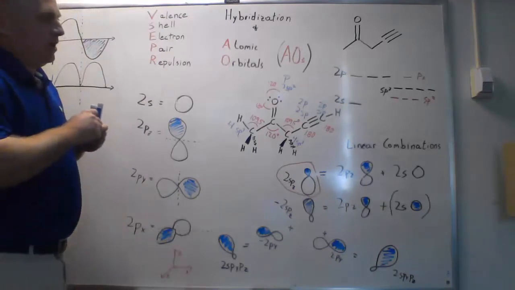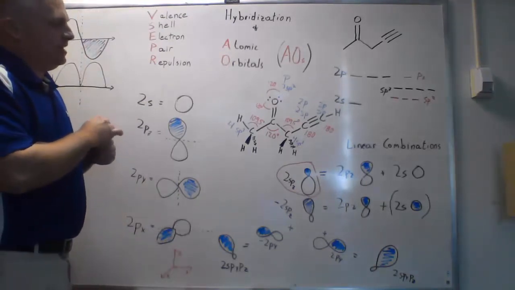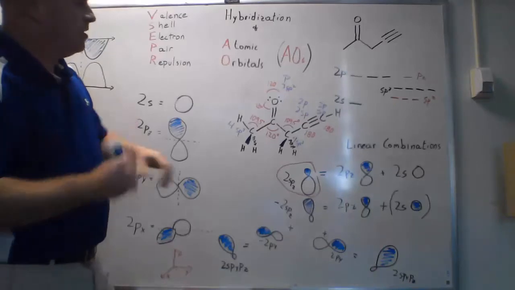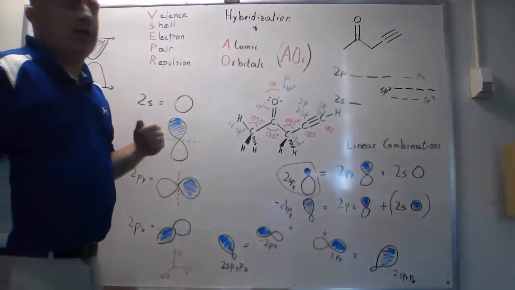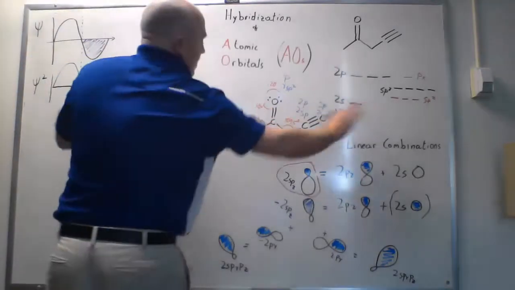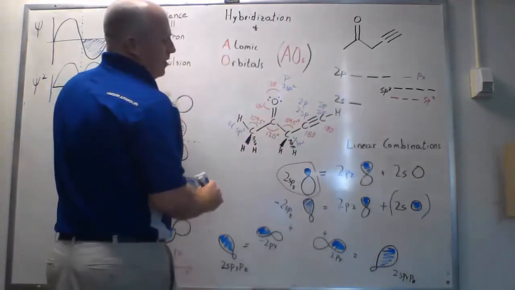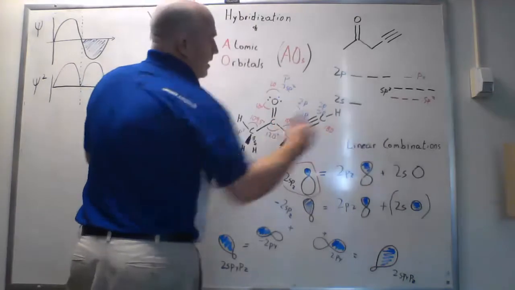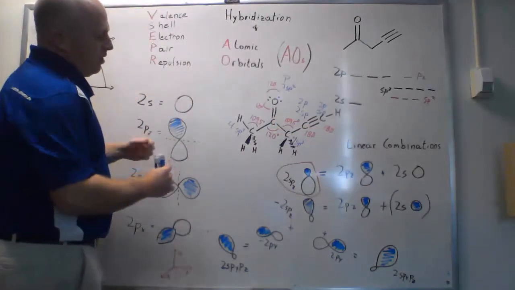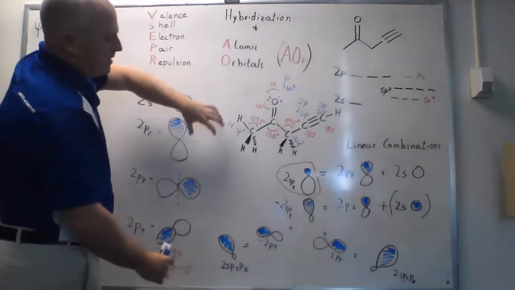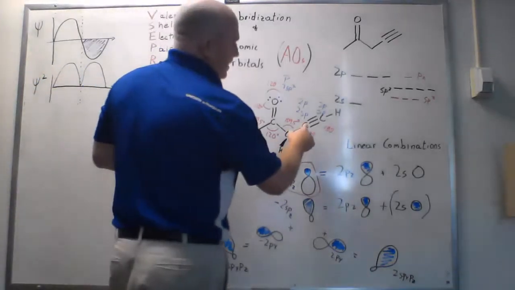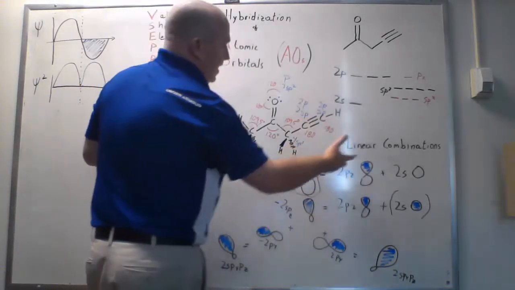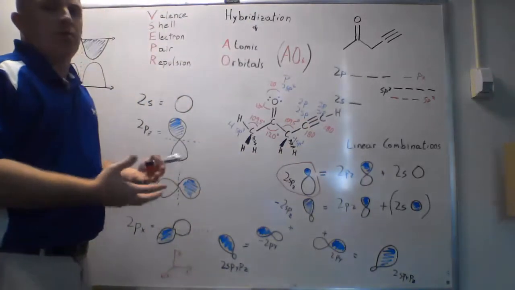So the moral of the story is that if you need to separate two things in space, what you do is you mix together an s and whichever p you need. If you want it to be spread apart in the y direction, you mix together an s and a py, and that will do it. If you want to spread things apart in the z direction, you mix together an s and a pz, and that will do it.